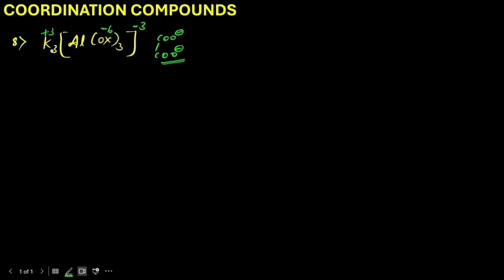Now I will find out the oxidation number of aluminium here. So let it be X plus minus 6, which is the charge on 3 oxalato ligands, which should be equal to minus 3. Okay, this is the charge on the coordination pair. Therefore, X is equal to +3. The oxidation number of aluminium is +3.